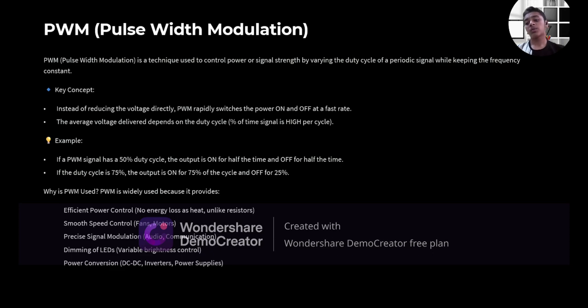Why is PWM used? PWM is widely used because it provides efficient power control, so no energy loss as heat, unlike a resistor, and smooth speed control for fans or motors, precision signal modulation for audio and communication, dimming of LEDs for variable brightness control, and power conversion for DC-DC converters, inverters, and power supplies.